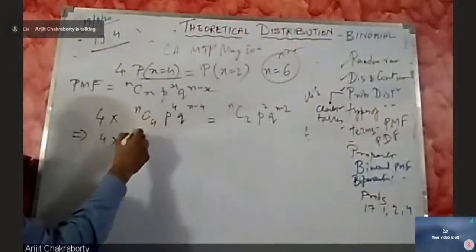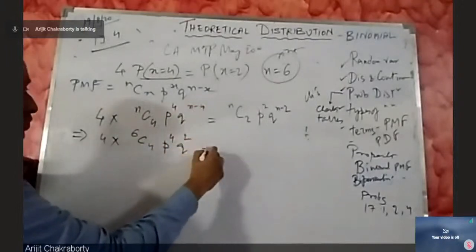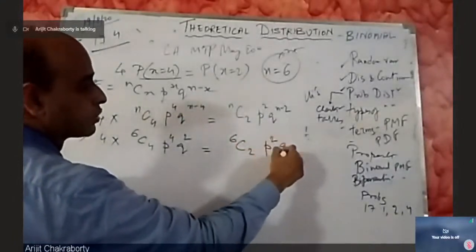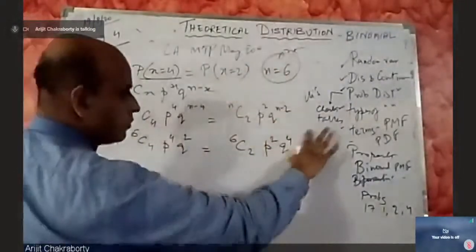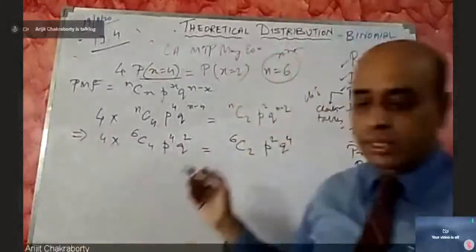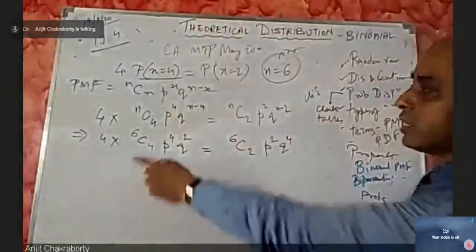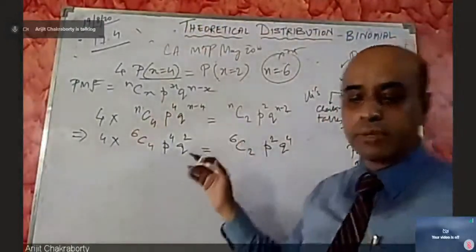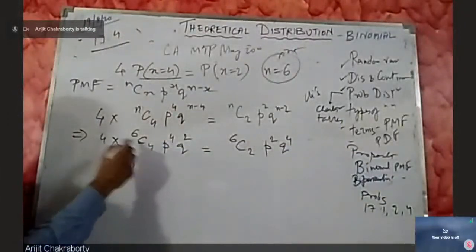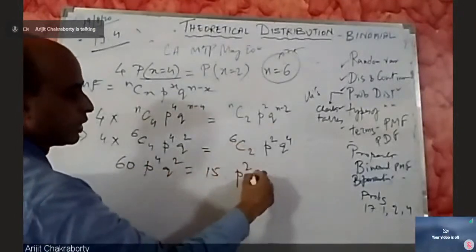It becomes 4 into 6C4 p to the power 4 q to the power 6 minus 4, that is q square. This is equal to 6C2 into p square into q to the power 6 minus 2, that is 4. Please see. If you further simplify, once you equate them, it comes to 60, because 6C4 is 15, and 15 into 4 is 60: 60 p^4 q^2 is equal to 15 p^2 q^4.